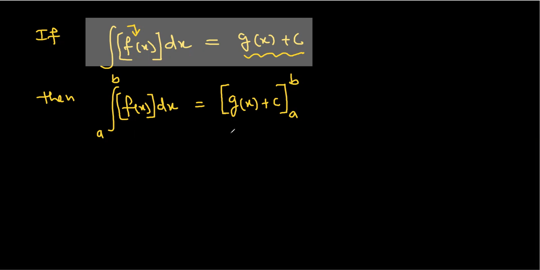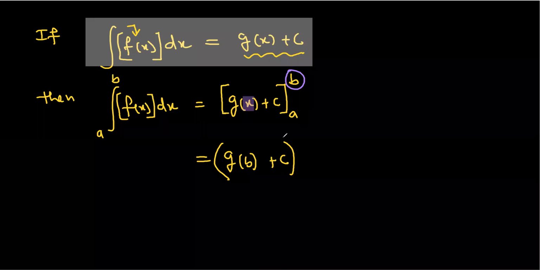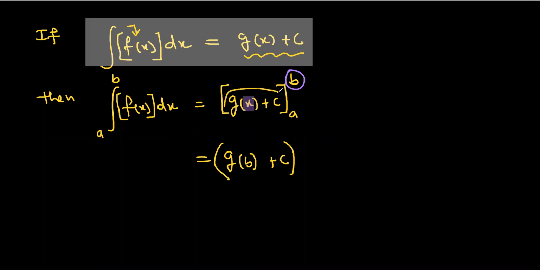What is the next step you do? Now inside the bracket, wherever x is there, that x you will replace by the upper limit. When you do that, you get g of b plus c. This is the first step after integration. Inside the bracket, wherever you notice x, you substitute the upper limit.